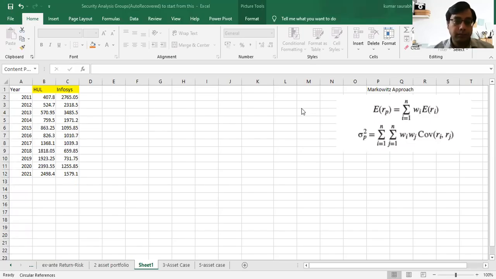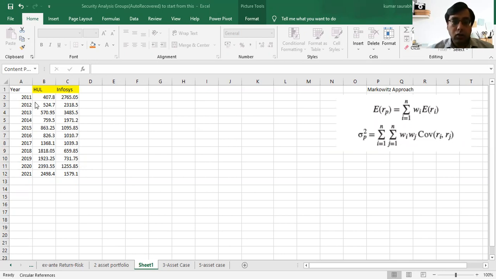Good morning all. In this video, we'll see how to evaluate risk and return of a portfolio using Markowitz method. Let's say here in this example, I'm just limiting myself to a two asset portfolio, like I have a stock of HUL in my portfolio and certain stocks of Infosys.